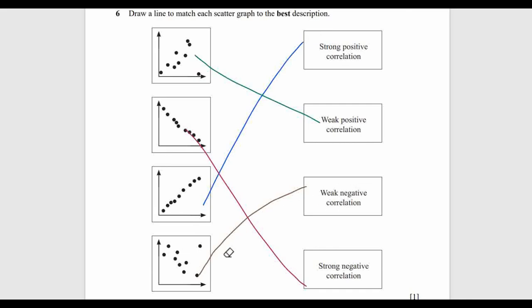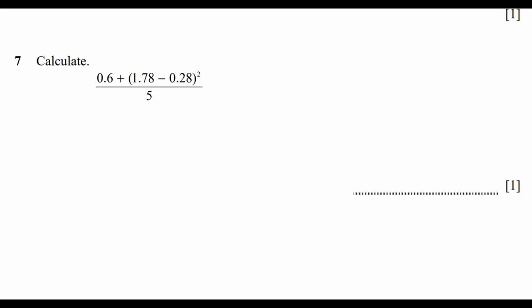Let's move on to number 7. Number 7 says calculate 0.6 plus 1.78 minus 0.28, in brackets squared, over 5.